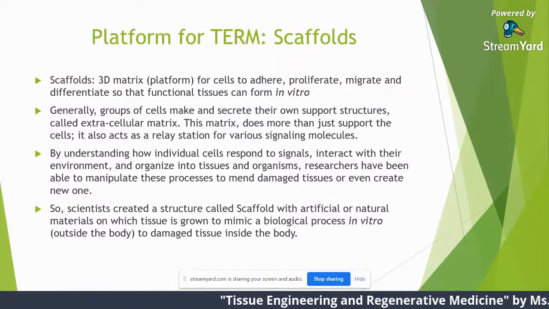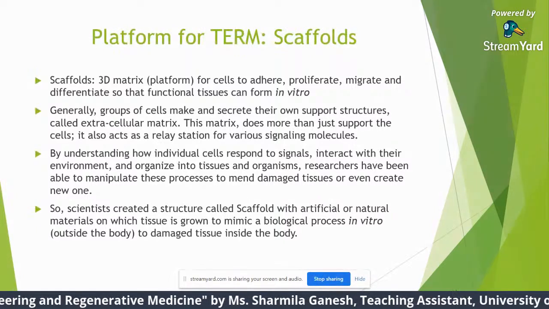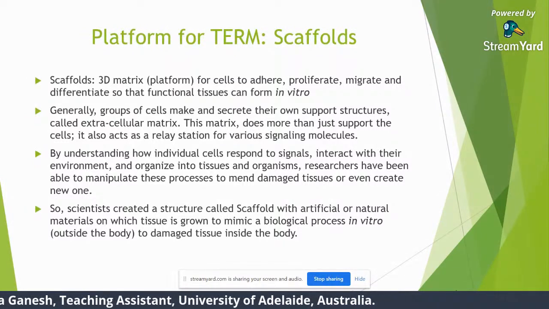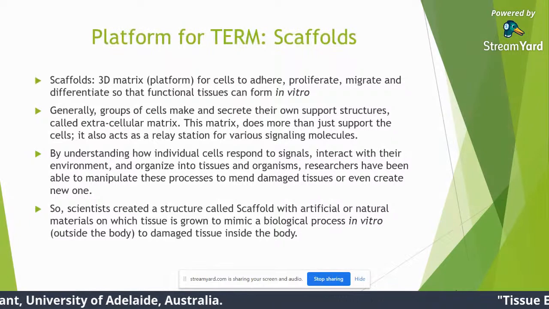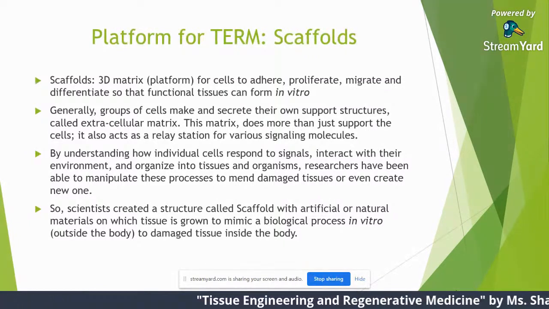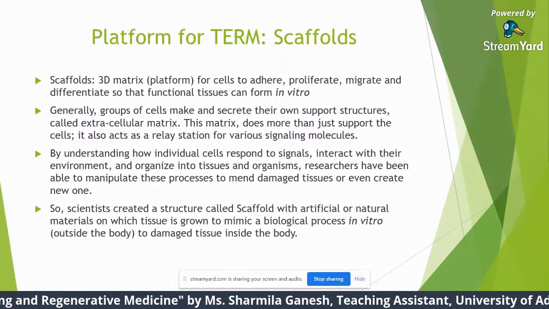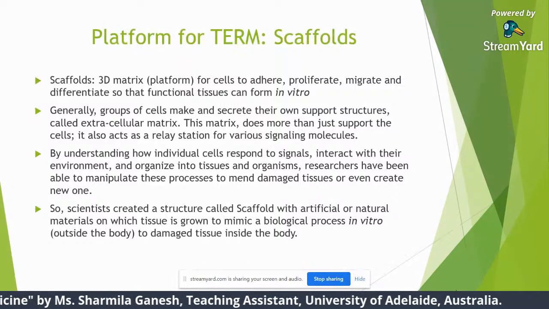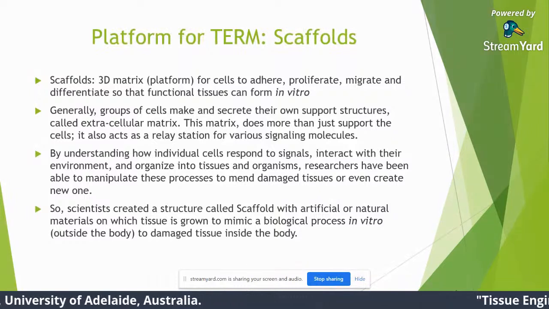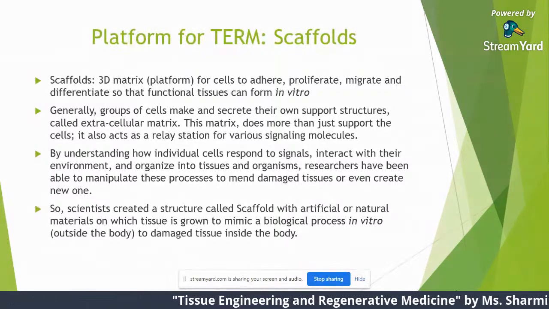Scientists have understood what the signaling responses going on within the cells are and how they interact with the environment, and how they organize into tissues and organisms, which helps them to recreate tissues to mend the damaged tissues or cells. So here they have used scaffolds with artificial or natural material on which the tissue is grown to mimic a biological process in vitro to replace the damaged tissue inside the body.